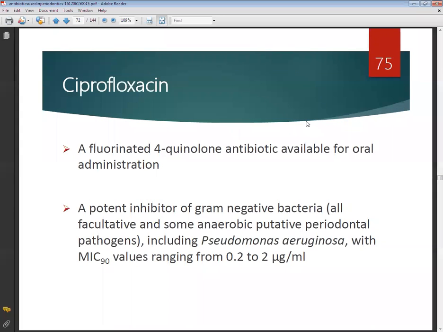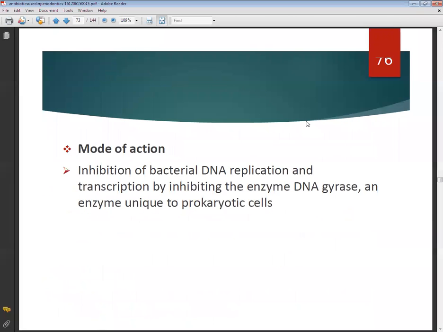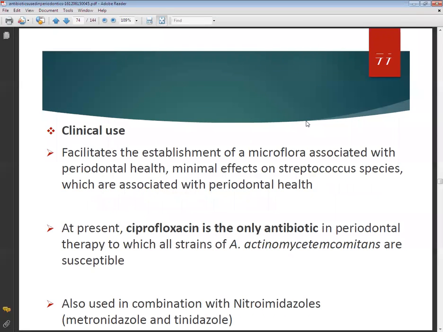Next drug is ciprofloxacin. Ciprofloxacin is a potent inhibitor of gram-negative bacteria. The mode of action is inhibition of bacterial DNA replication and transcription by binding to DNA gyrase. The clinical use is in establishment of associated periodontal pathogens. It is also used in the treatment of aggressive periodontitis cases.